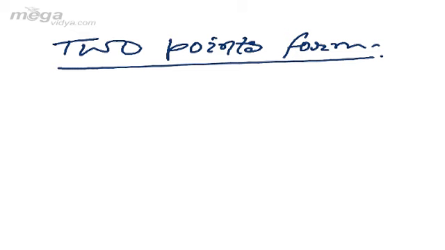So students, last time we did the topic equation of the straight line in two points form and the intercepts form. Now, to understand how we will use the equation and in which situation we can use it, I'm taking some questions, one based on the two points form and one based on the intercepts form. So first of all, two points form.